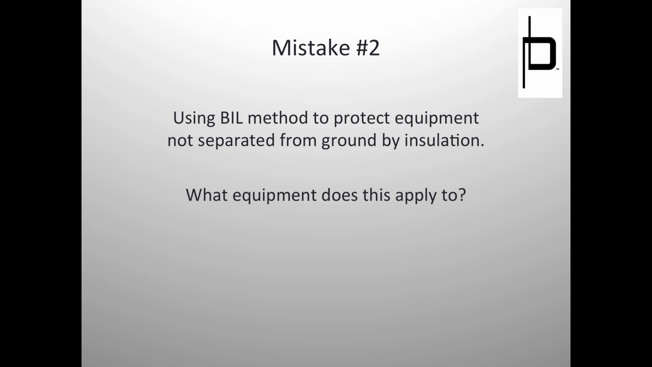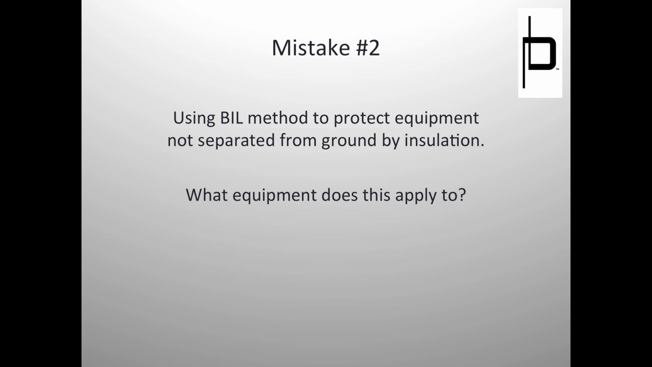Mistake number 2: using the BIL method to protect equipment not separated from ground by insulation. Remember, the BIL is the insulator, and we use the BIL method to help us determine the stroke current that's associated with flashover of that BIL. And then from there we determine our sphere radius. So what about equipment that doesn't have a BIL? Is there some equipment that doesn't have a BIL?